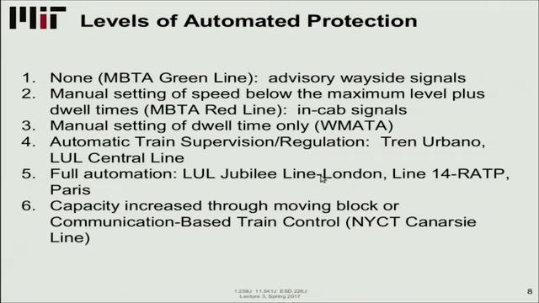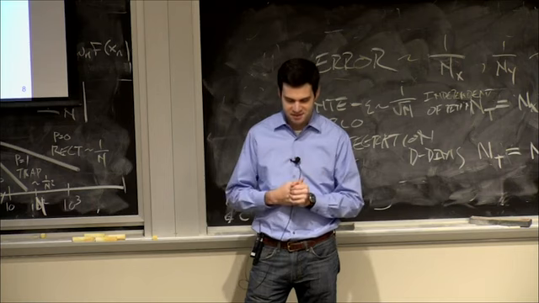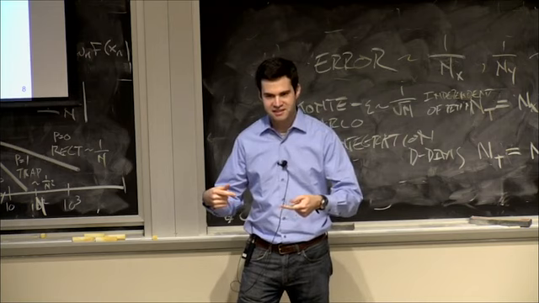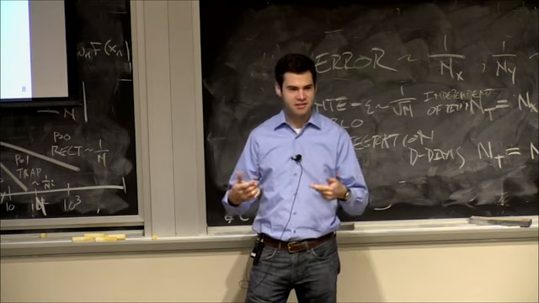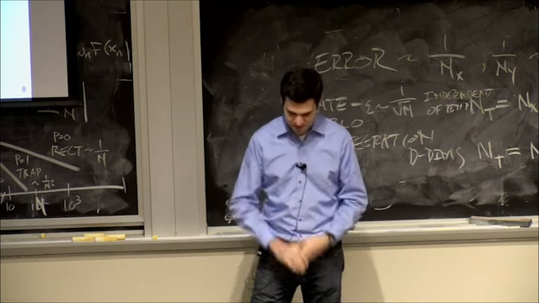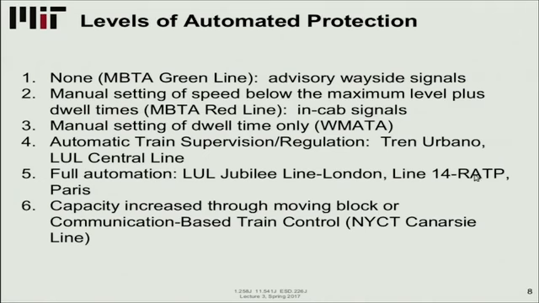You often need platform screen doors. Well, that's one of the concerns with fully automatic systems: people go into the track and the computer won't see them, right? So it has to be a more controlled system. Line 14 in Paris is another example of that. And then you can increase capacity through a moving block system. And here's an example of the Canarsie Line in New York City.